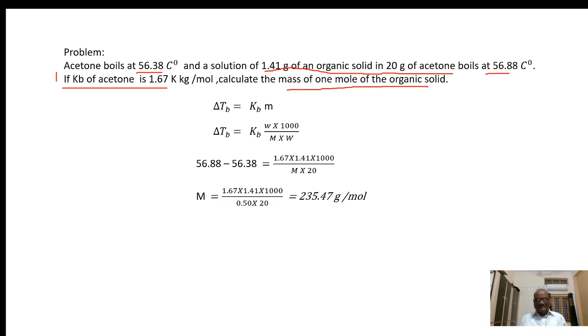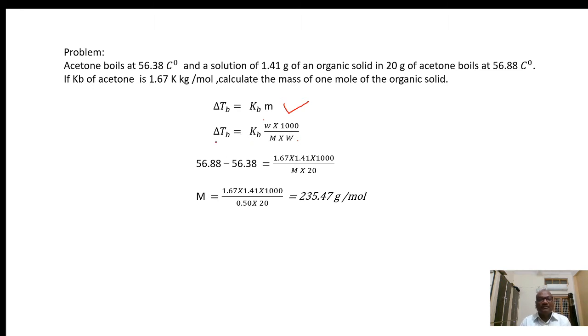Every term is given except the molecular mass of the solute. So, as usual, we consider the formula delta Tb is equal to Kb into molality. Kb into molality, and we are introducing the formula of molality: small w into 1000 divided by capital M into capital W. Small w is the mass of solute, capital W is the mass of solvent, and capital M is representing the molecular mass of solute.